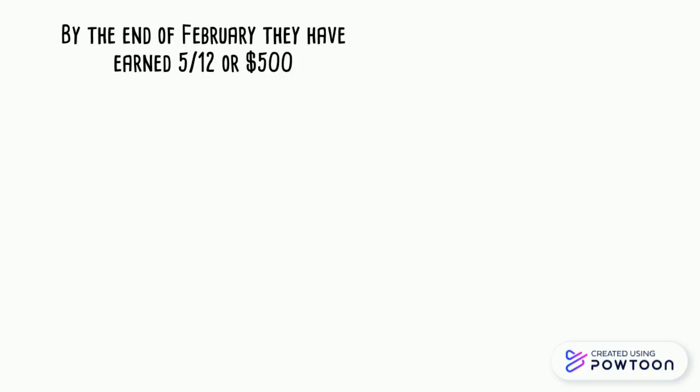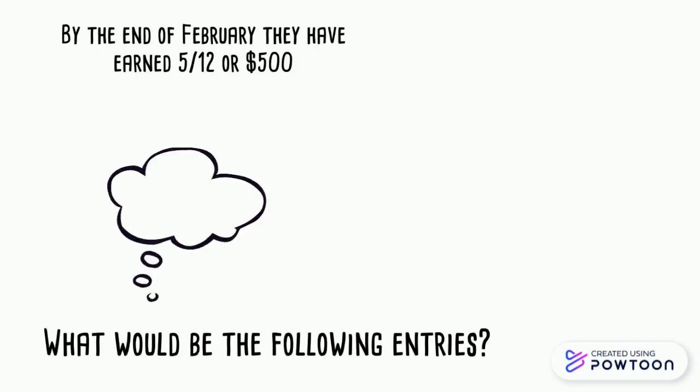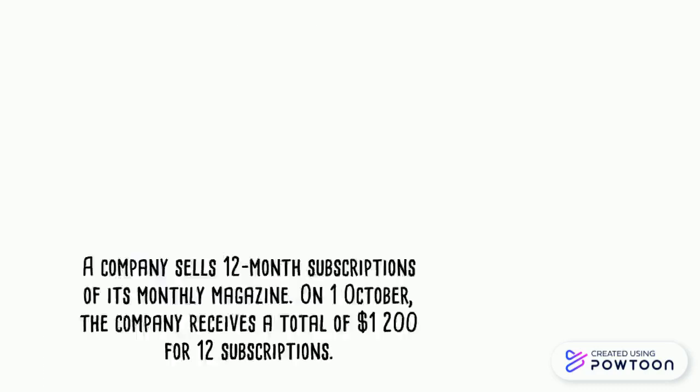So now we are actually going to record the revenue as it has been earned. By doing so, we follow the revenue recognition principle that was mentioned previously. So by the end of February, which is the 5th month, they have earned 5/12 of the money, or $500. And this is because they have actually provided that service.